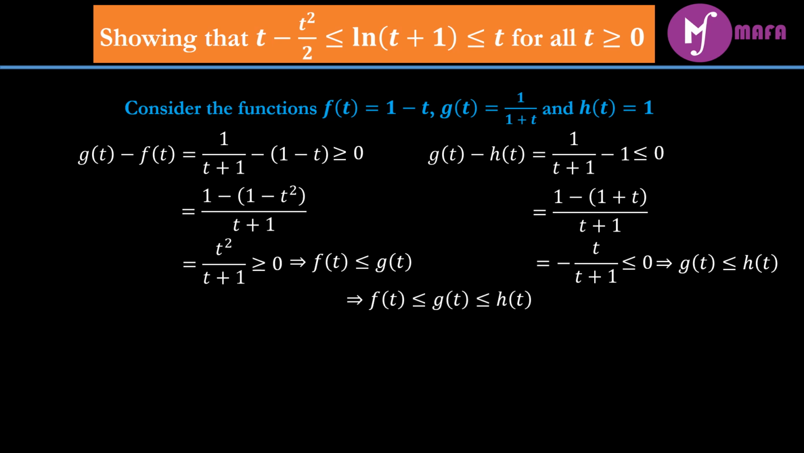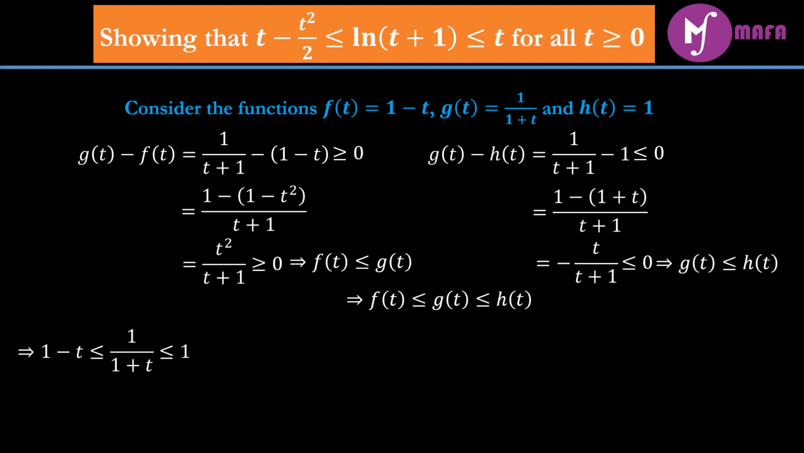So with these two inequalities, we have that g(t) lies between f(t) and h(t) because of the transitivity property. If f(t) is less than g(t) and g(t) is less than h(t), then g(t) lies between f(t) and h(t). The relation less than or equal to is a partial order relation, so it is transitive. Alright, so from there we can conclude that 1 − t will be less than or equal to 1/(1 + t), which is less than or equal to 1.